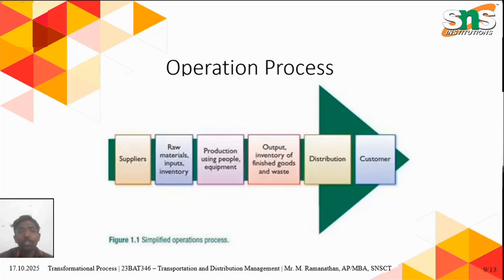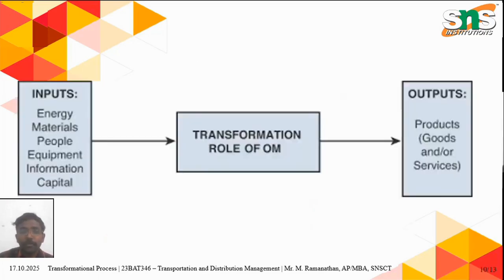Next is the operation process. The supplier is a person who gives the raw material to the manufacturer. After the supplier, the raw material comes in as input or inventory. Next is the production process, using people, equipment, tools and so on. Next is the output, a finished good without any waste, and distribution, so that it reaches the customer. This is a normal, simple operation process.